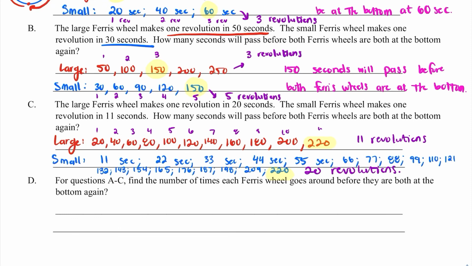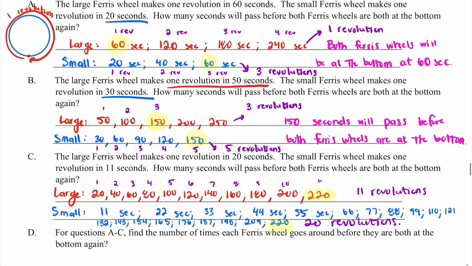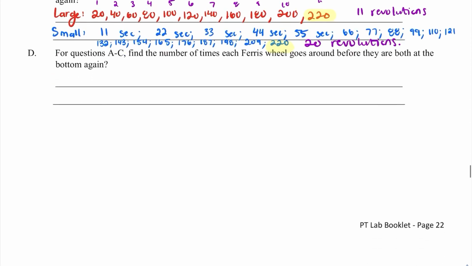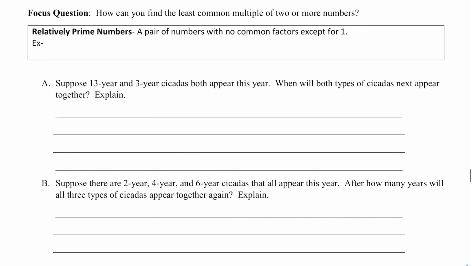Question D says, for questions A through C, find the number of times each Ferris wheel goes around before they are both at the bottom again. Remember when I had you guys write how many revolutions each Ferris wheel made? There we go. You already did it. You already answered question D, so we can leave it blank. Awesome. Let's keep going. I'm on page 23.